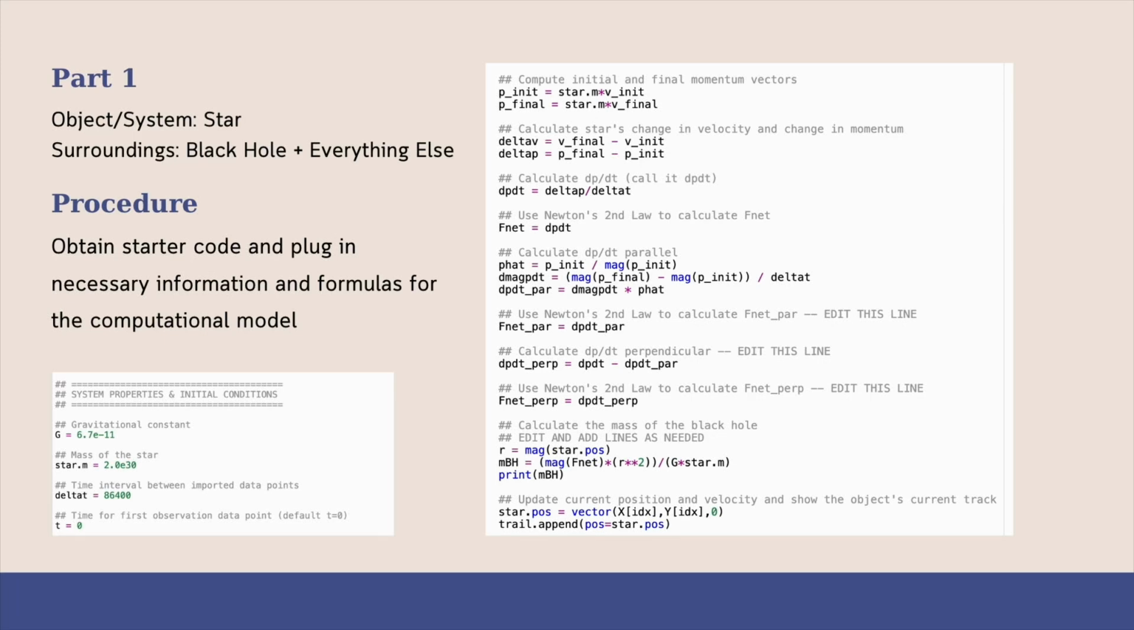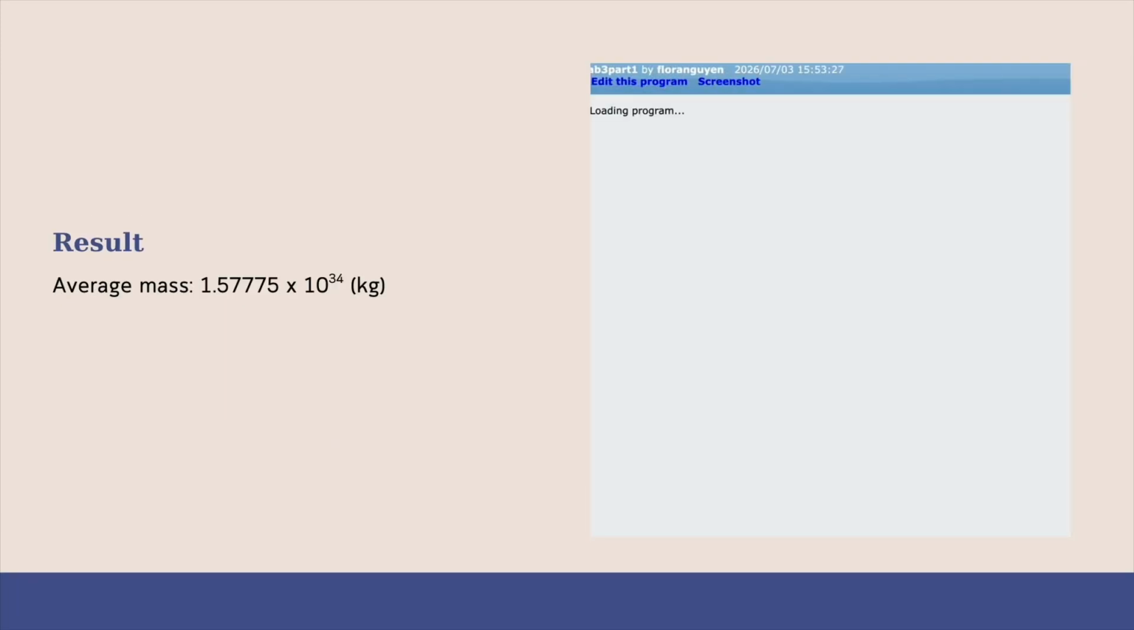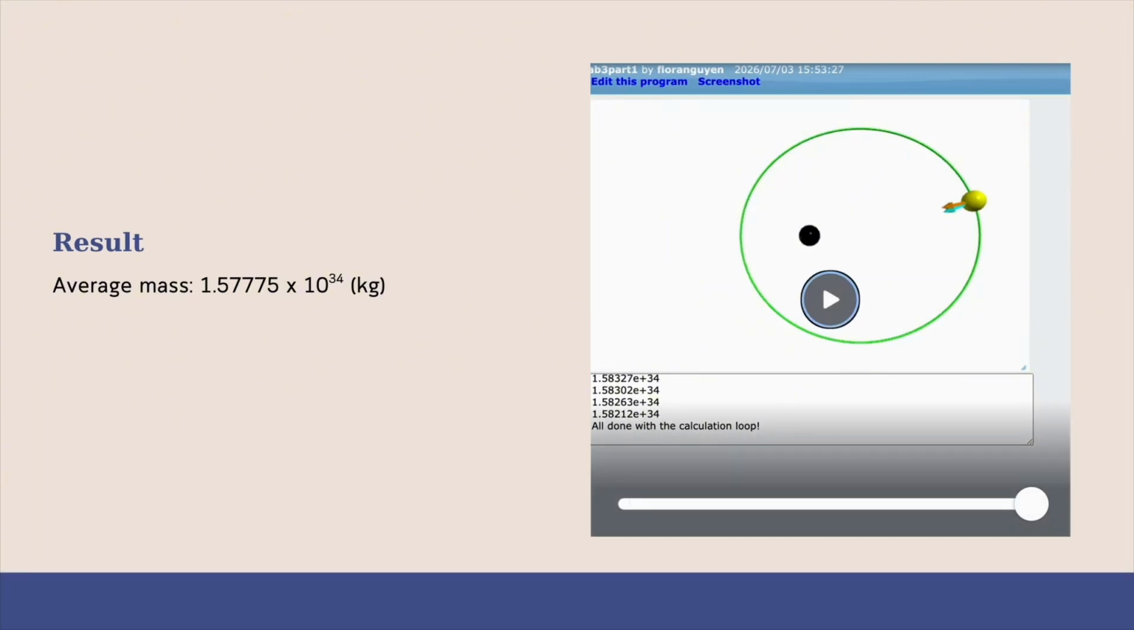And here is a simulation. We can see that as the star moves closer to the black hole, the arrow gets bigger because the gravitational pull between the star and the black hole increases. And from these mass values calculated from CloseScript, we can calculate the average mass of the black hole, which is equal to 1.57 times 10 to the 34 kilograms.